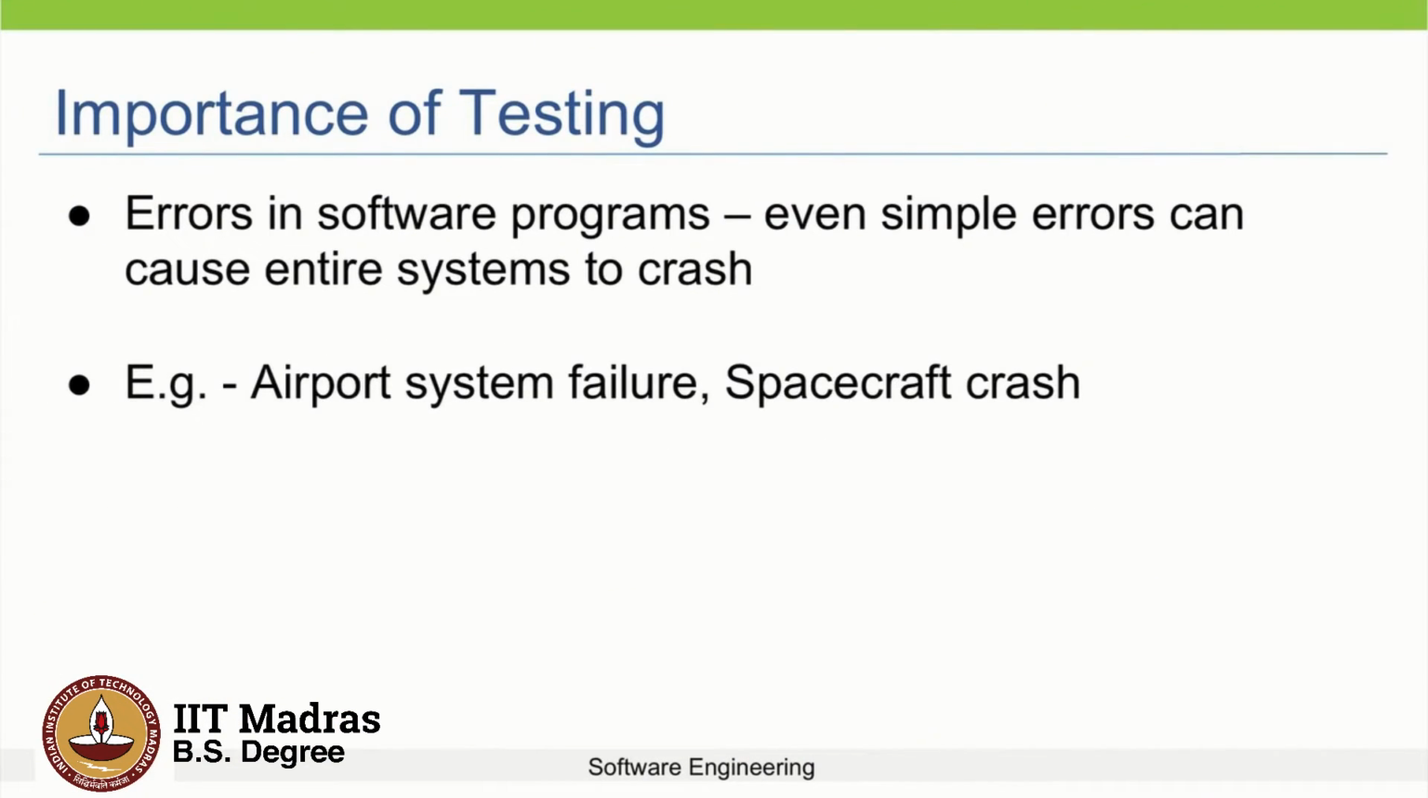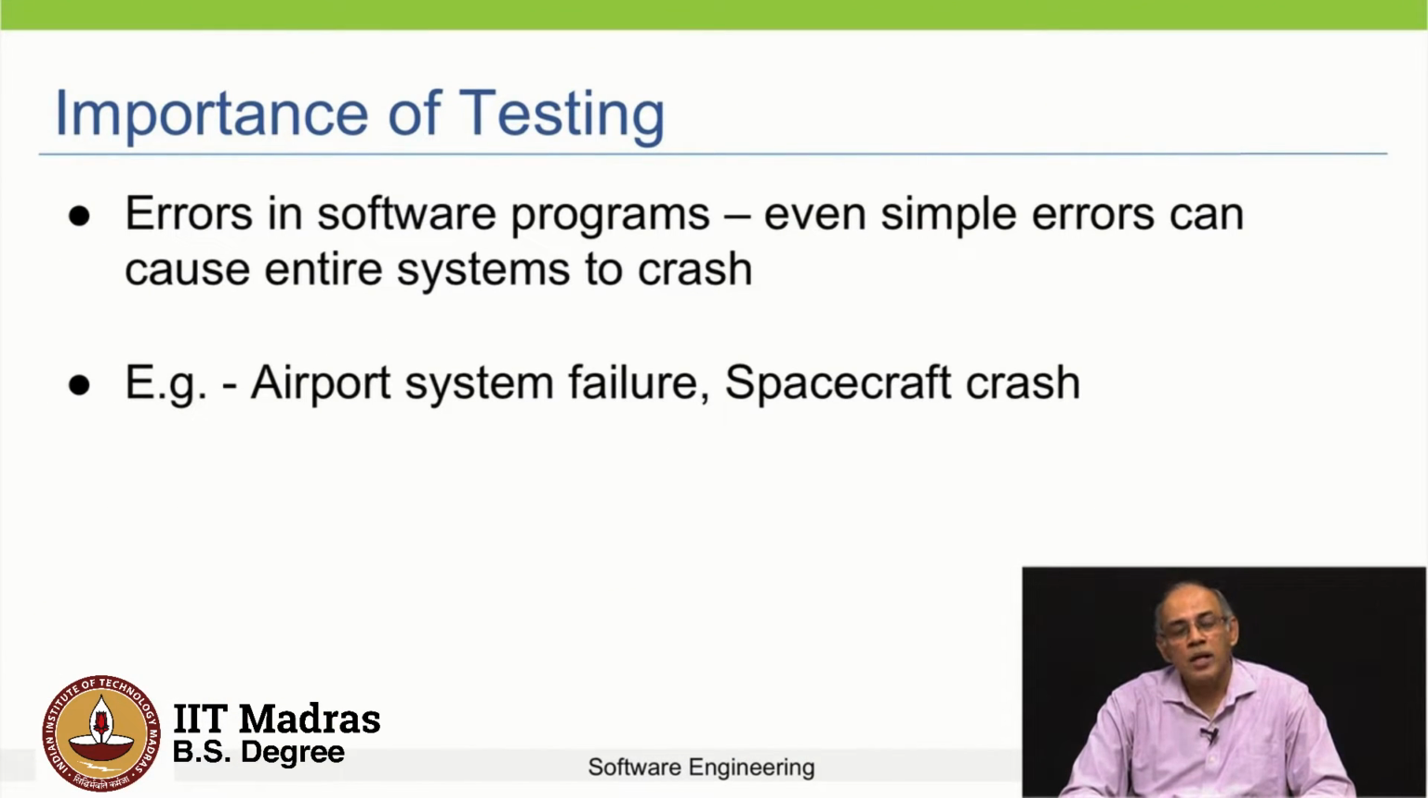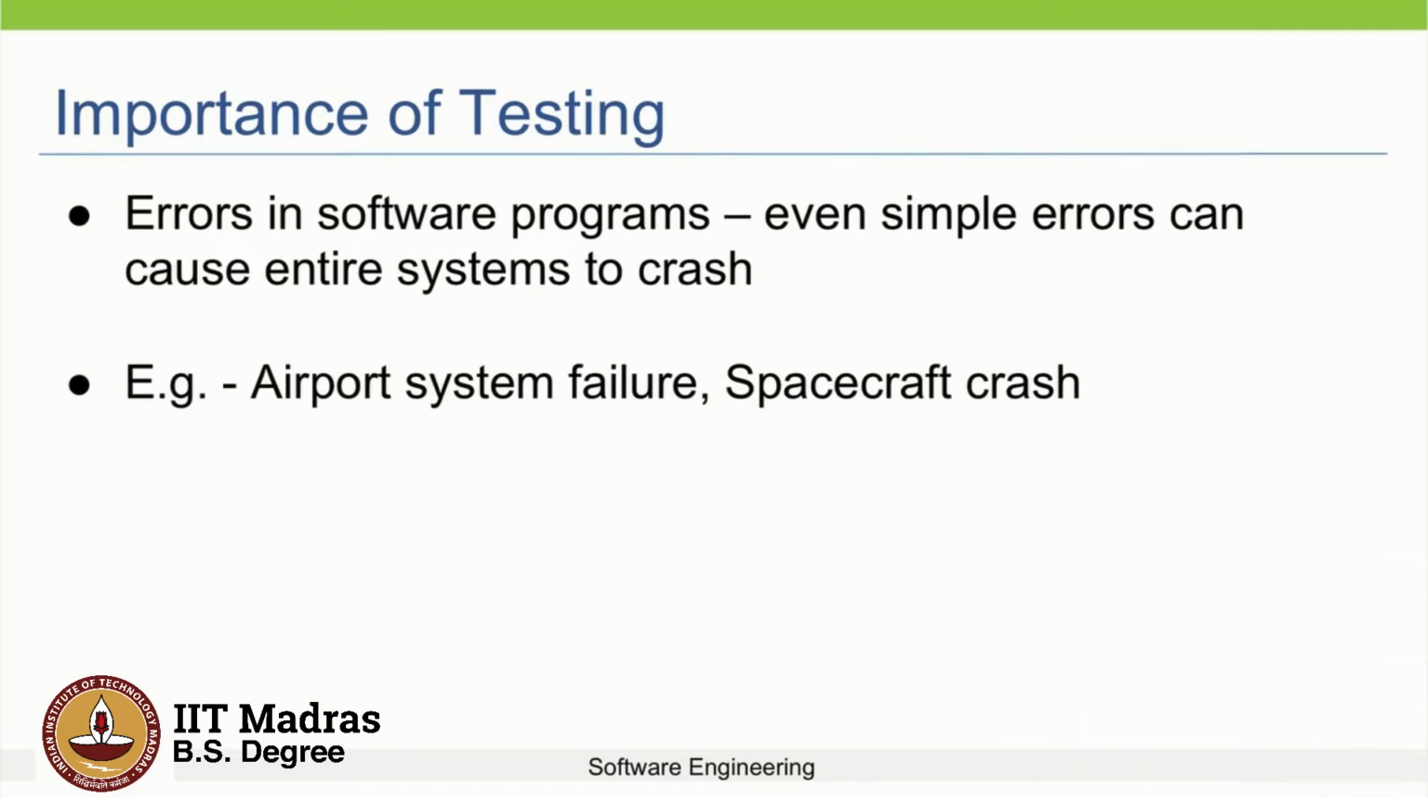Now, one important thing to do is to effectively test our system so that we are actually building the modules correctly. Why is testing important? Even seemingly simple errors like integer overflow can cause entire systems to crash. There is a lot of data on how much effort and time and money has been lost because of simple bugs in software systems. For example, airport system failures or spacecraft crash. Many of these you can find in the extra resources associated with this video.